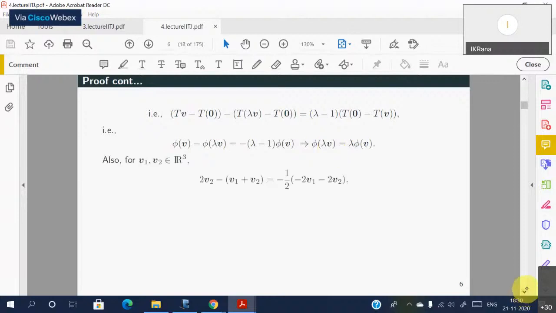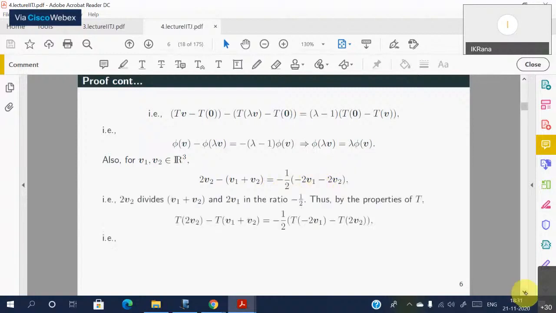Also, a similar calculation, if you do it for V1 plus V2 in R3, you look at 2V2, V1 plus V2, and 2V1. Because of the division ratios, we would like to write this as a division ratio and apply the property. So 2V2 divides V1 plus V2 and 2V1 in the ratio minus 1 by 2. By the property of T, apply that, and you get T of that should be equal to minus 1 times 1 by 2 times T of the image. So that one simplifies.